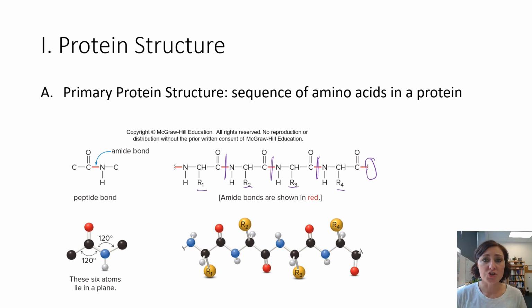So the primary structure is simply the order of amino acids. If we were to change the order of amino acids, we would change the shape of our protein subsequently.